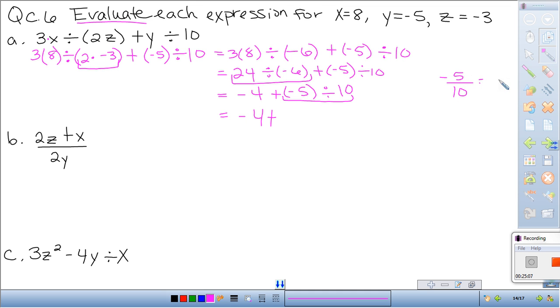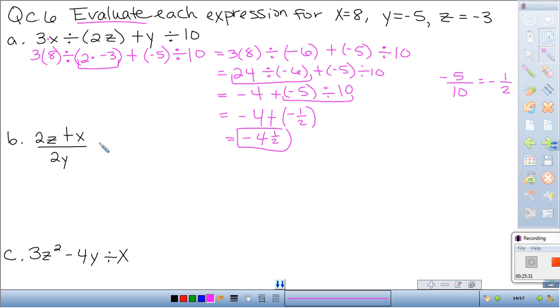5 divided by 10, or negative 5 divided by 10, is just negative half. It's smaller than 1, because if I have $5 and I divide it up between 10 people, they're going to get less than a whole dollar. So it's negative 4 plus a negative half. A negative and a negative, they have the same sign, so we're just adding them together and keeping the sign. 4 plus a half is 4 and a half.